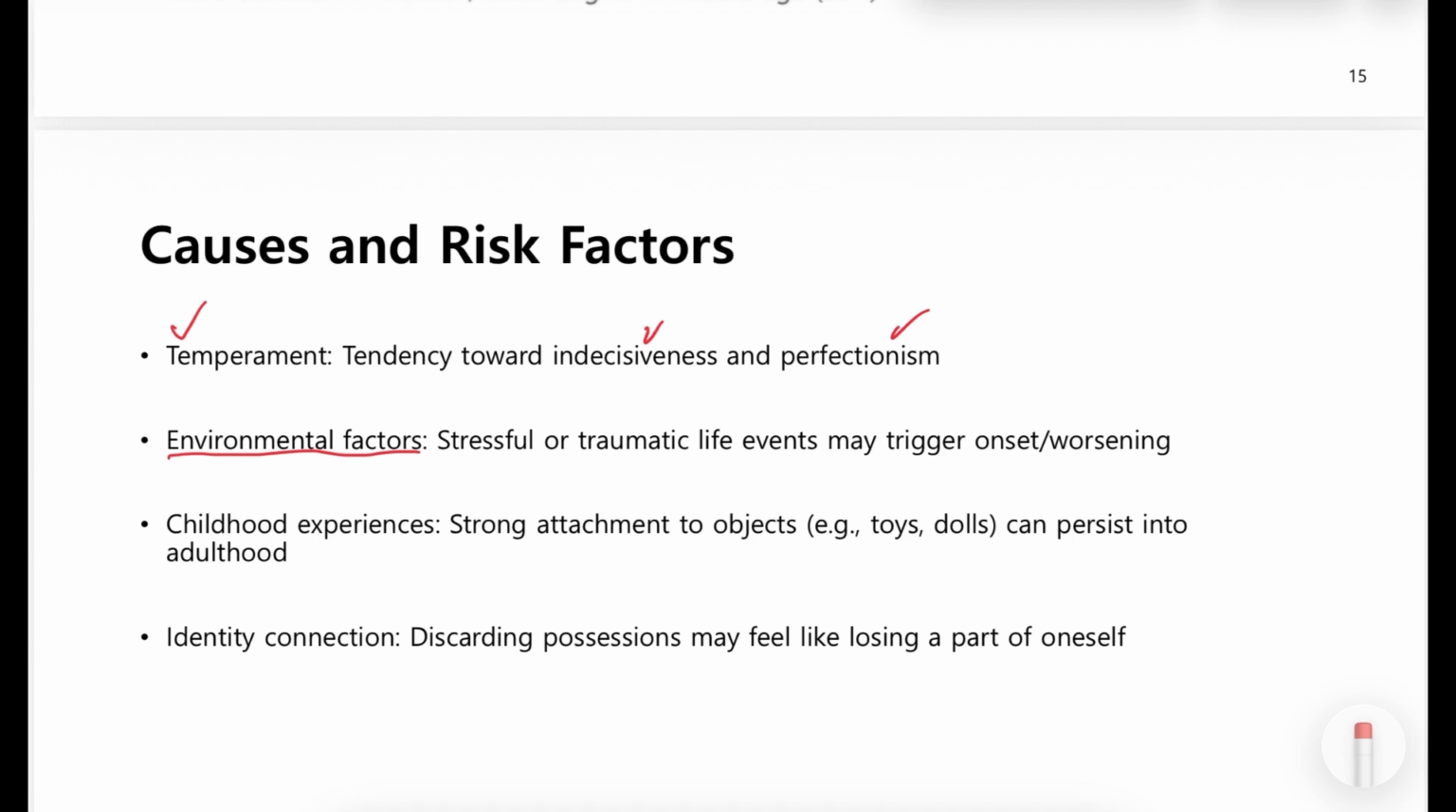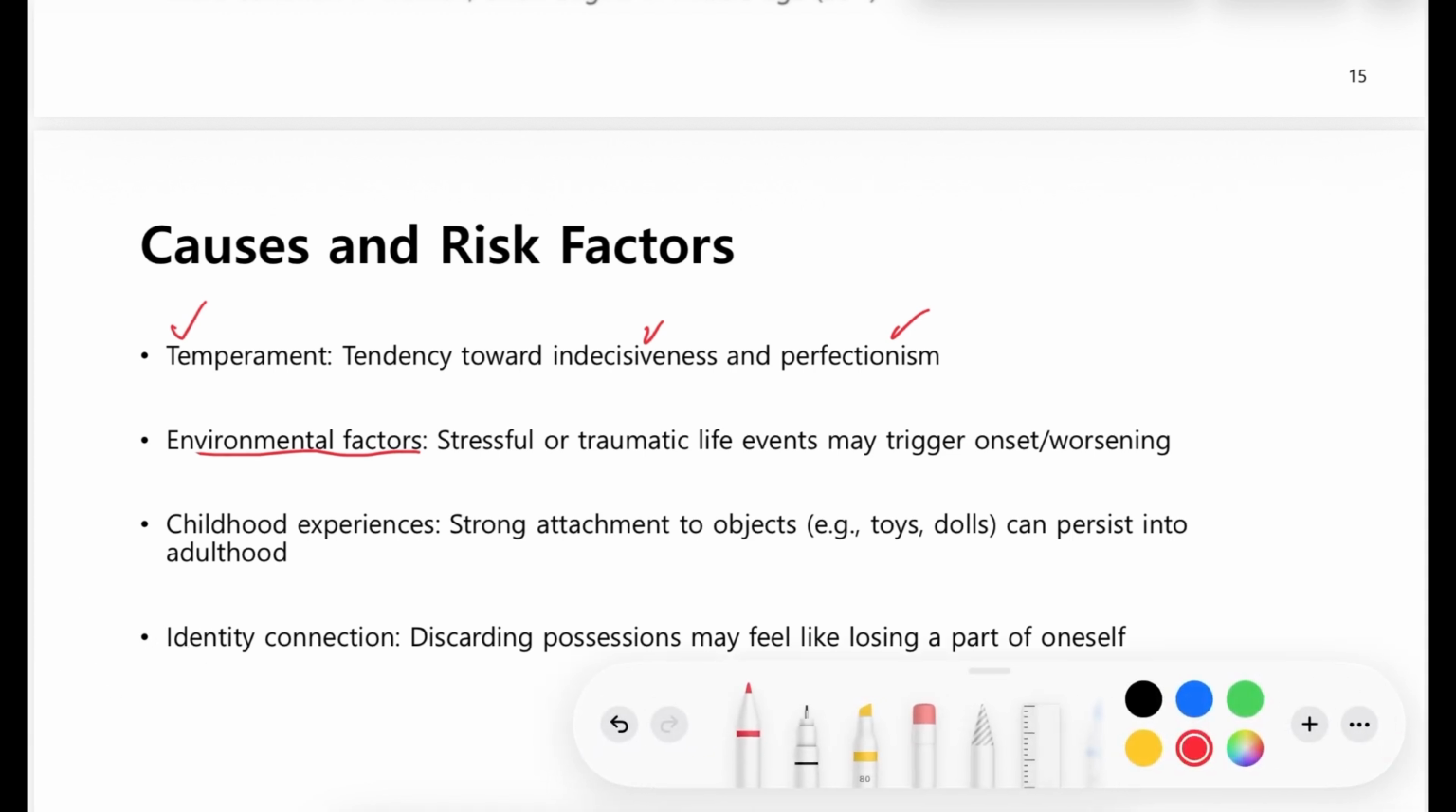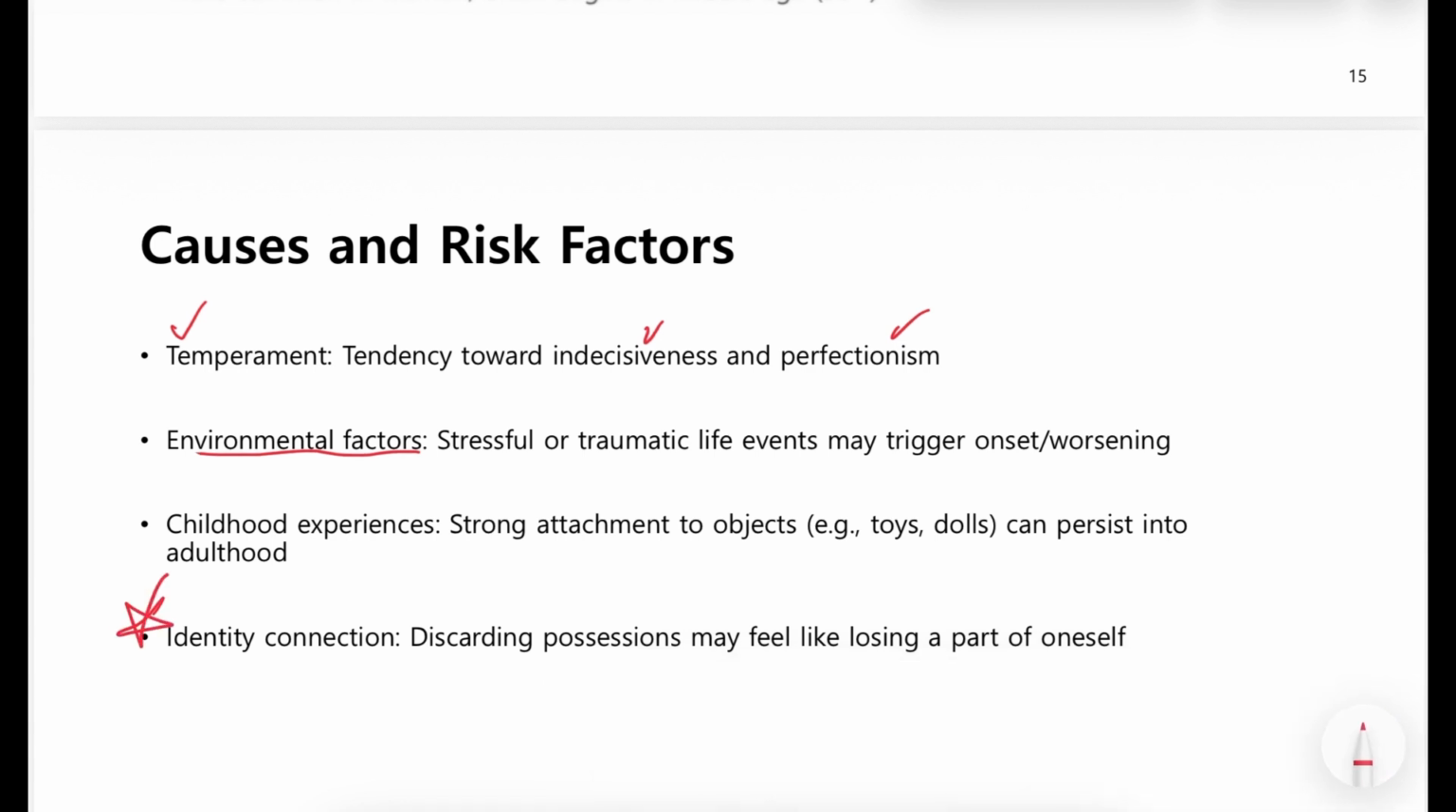Third, childhood experiences can contribute. For example, a strong attachment to objects such as toys or dolls during childhood may persist into adulthood. Finally, hoarded possessions are often deeply tied with one's sense of identity. For some, discarding items may feel like losing a part of themselves, which makes it extremely difficult to let go.